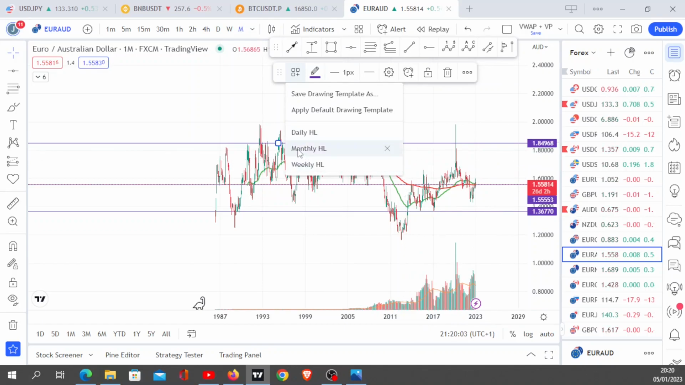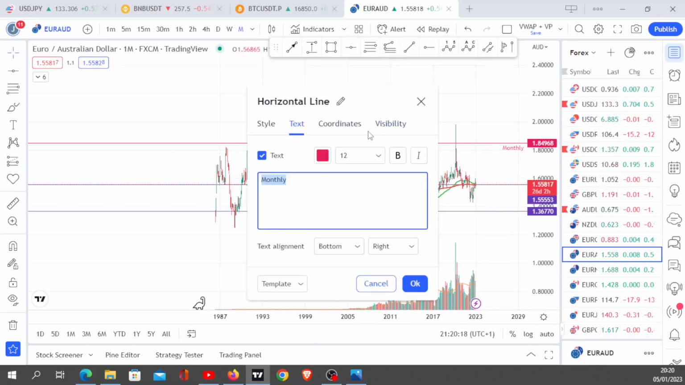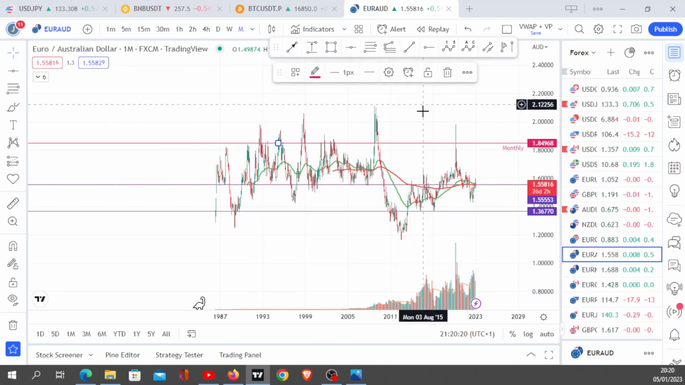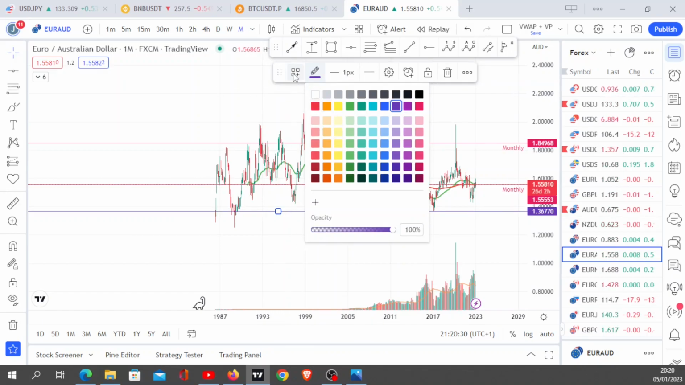So here I have the monthly horizontal level template already put in, which is going to be of a certain color, and you can see now that it's taking a different color, and it also has the word monthly written on it here. You can do all this in the settings. You can change the color, and you can go into the settings and add some text and stuff like that, which is a really cool feature that TradingView has. So we'll just coordinate them to monthly for a second.